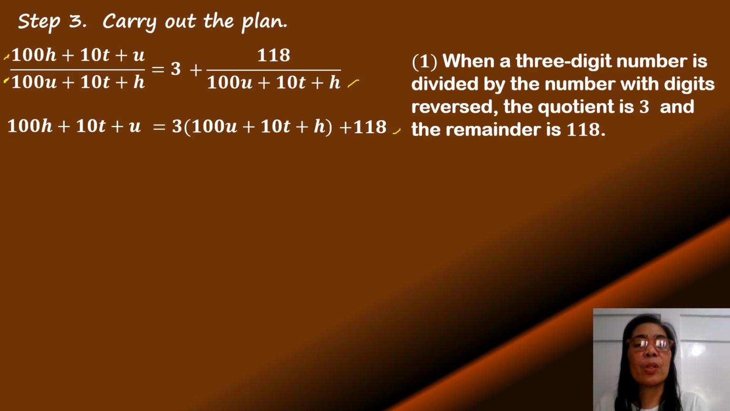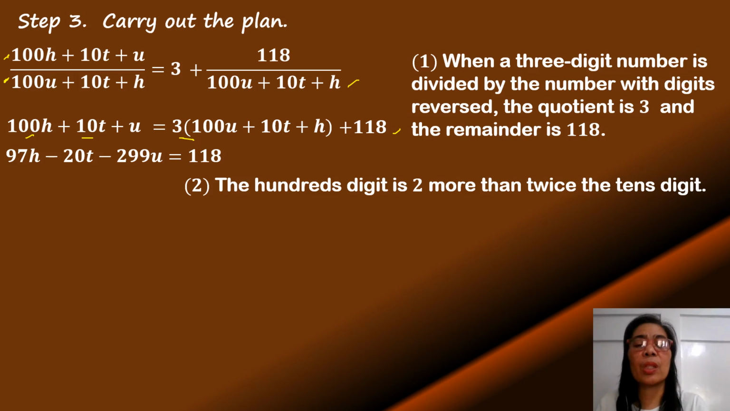Simplifying further these equations, I'm going to eliminate some intermediate steps. We go directly into combining similar terms. So we have here 100h, and this is 3 times h, that is 3h. So we have 100h minus 3h is 97h. 10t, and this is 30t. So we have 10t minus 30t is minus 20t. And u, this is 300u minus u is 299u. Remaining at the right side is 118. So let this be our equation 1.